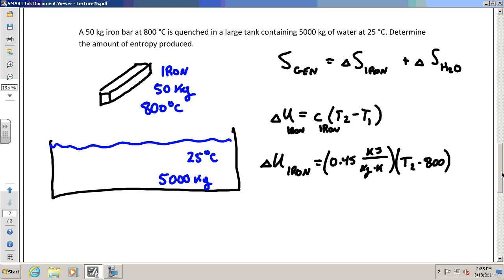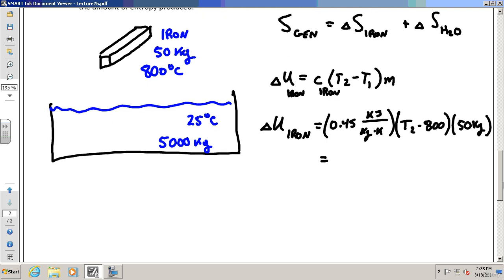Now, question here. What about the mass? Yes, I have to put the mass in here. I'm given the mass. And notice the units on specific heat. It's per kilogram. But I know I have 50 kilograms, so I might as well go ahead and multiply that. So I got 50 kilograms. Really, this is C times change in T times M. So I don't know the numbers yet, but let's do the other one.